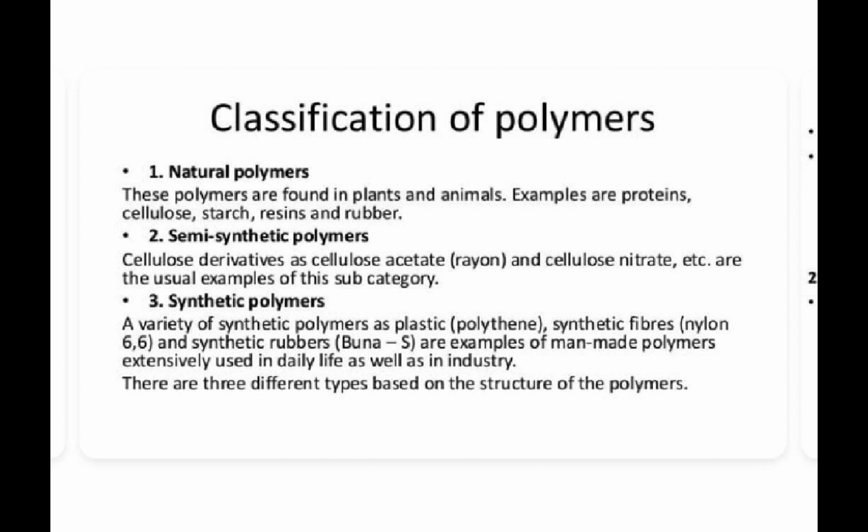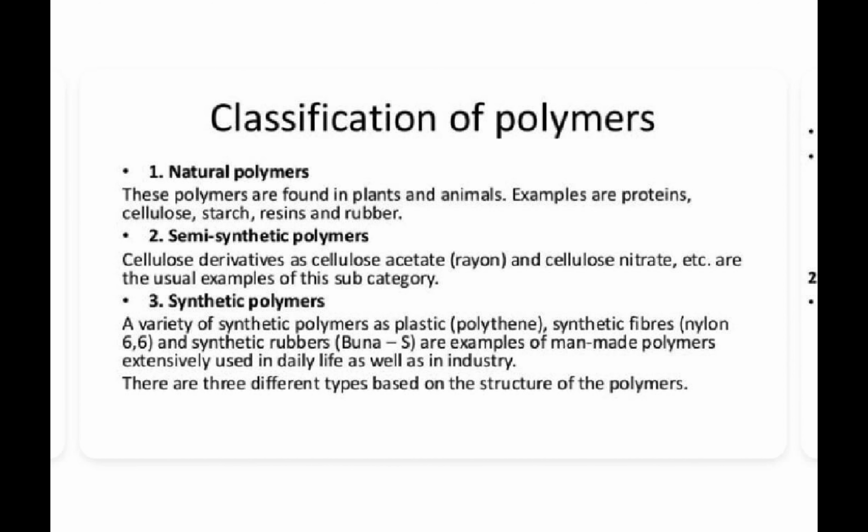Next, what about the classification of polymers? They are mainly classified into one, natural polymers found in plants and animals like protein, cellulose, starch, resins and rubber. Then second is semi-synthetic polymer, cellulose derivatives like cellulose acetate, rayon, cellulose nitrate, etc. are the usual examples. Then synthetic polymers, a variety of synthetic polymers that are artificially made, like plastic, polythene, synthetic fibers like nylon 6,6, synthetic rubbers, buna-S. So, these are all man-made polymers which are extremely useful in our day-to-day life as well as in industry.